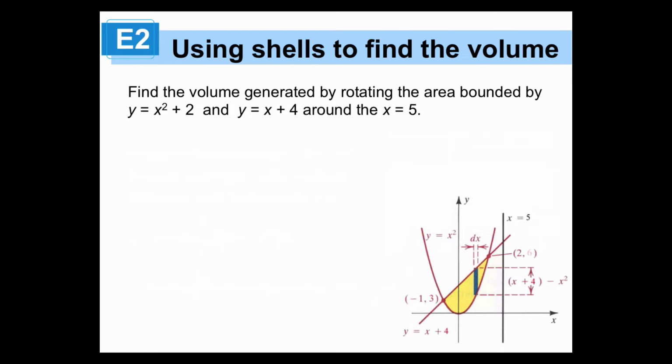We need two things for the shell method: the distance the rectangle is away from the axis and the area of the rectangle. Let's do the rectangle first because that's easier. dx, it's really skinny. That's no problem. How tall is that? Top minus bottom. Top minus bottom still comes into play here. Top is the line, x plus 4. The bottom is the parabola, x squared plus 2. Wait, I don't have an x squared plus 2 over there.